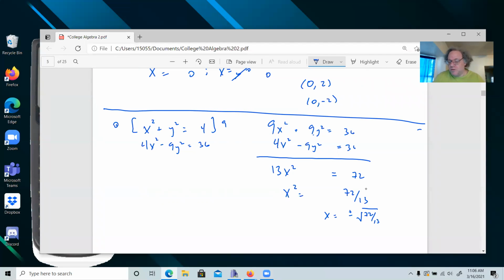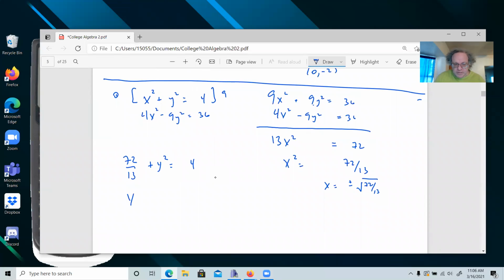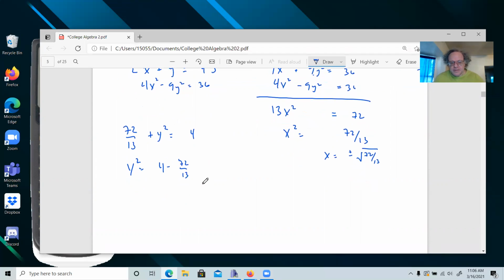So I'm going to pull it back into here. So we have x squared, 72 thirteenths, plus y squared is equal to 4. Okay, so we get y squared is equal to 4 minus 72 thirteenths. So, right, there's 13 cards to a suit and 4 suits to a deck. So I know 4 times 13 is 52. And 52 minus 72 is negative 20 thirteenths, and that's equal to y squared. So we got y squared equals negative 20 thirteenths.